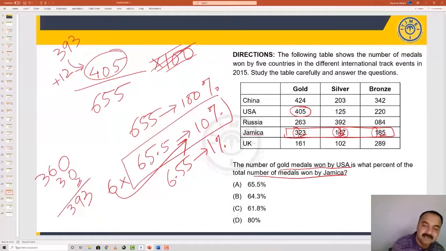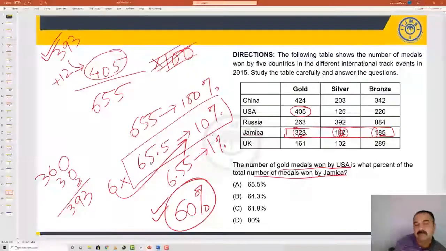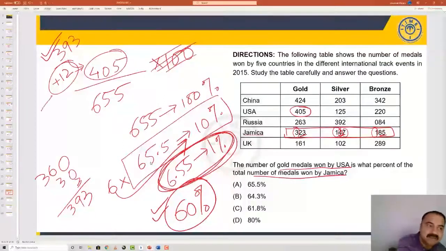So by doing 60%, I have reached 393. I need to go 12 more. What is 1%? 1% is 6.55. So what is 2%? That will become 13 point something. So slightly less than 13 is 12 is what I need to get. So slightly less than 2% is what I need to get. 60% plus slightly less than 2%. Therefore, my answer should be 61.8.